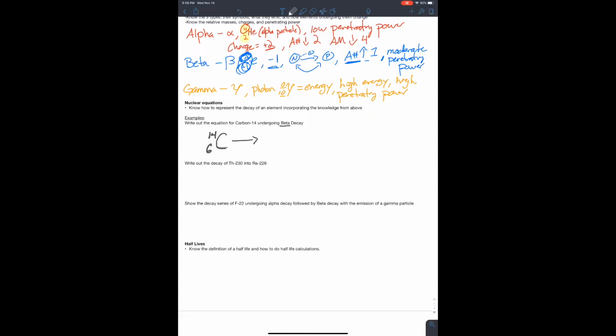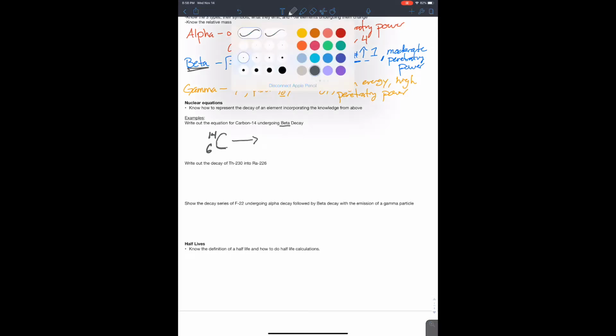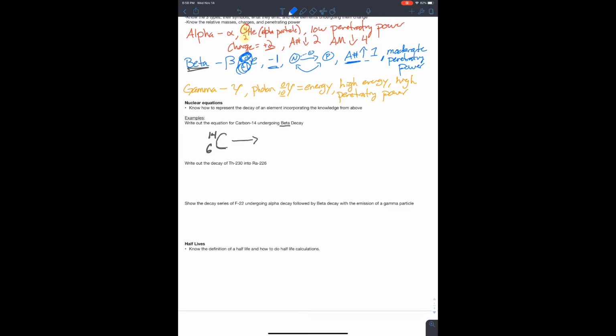Okay, beta, like we talked about up here. So I'm gonna just keep the blue going with beta. Almost dropped my pen. That would have been really funny if you guys could see it, but all you could hear is me make weird noises. Okay, beta decay, emitting a beta particle with no mass and -1 charge.